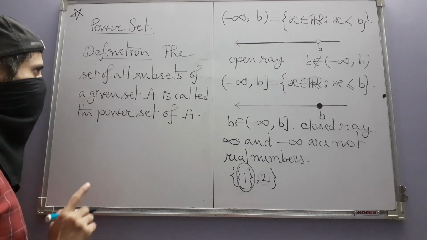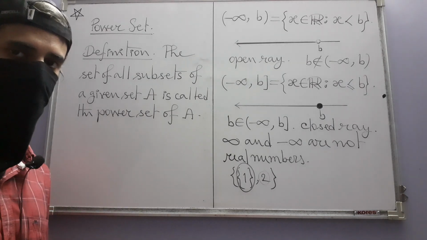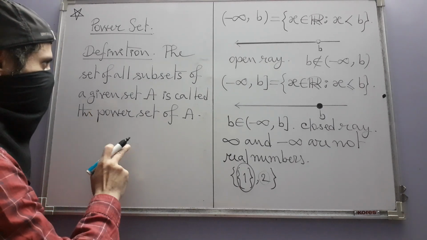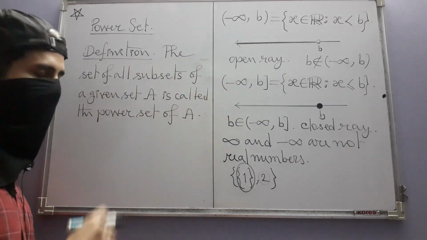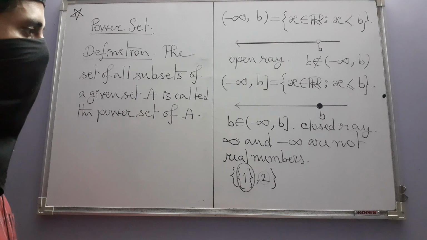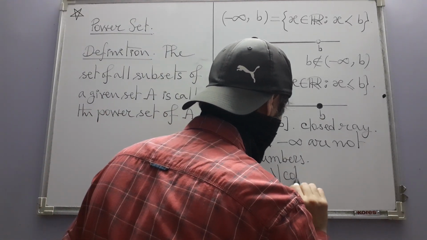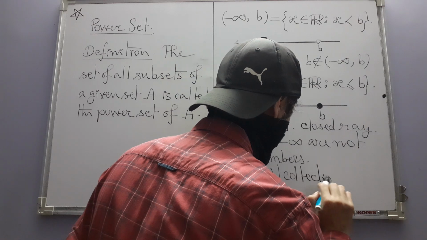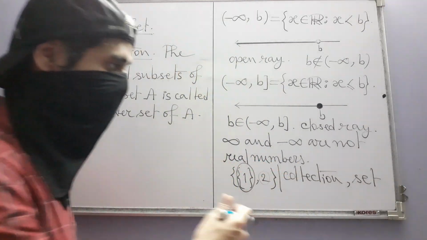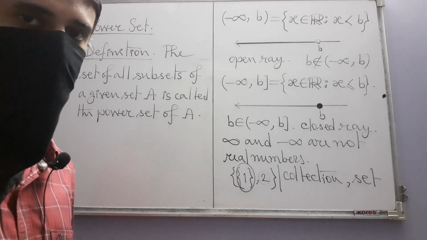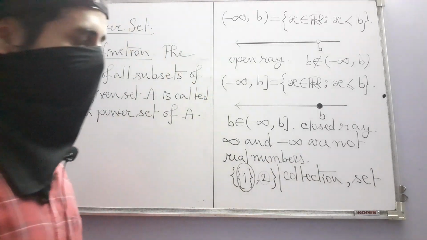In the text, you will see that a slightly different definition has been used. The text says the collection of all subsets of A is called the power set of A. Keep in mind that we are going to use the words collection and set synonymously. That is, we mean the same thing by both the words.